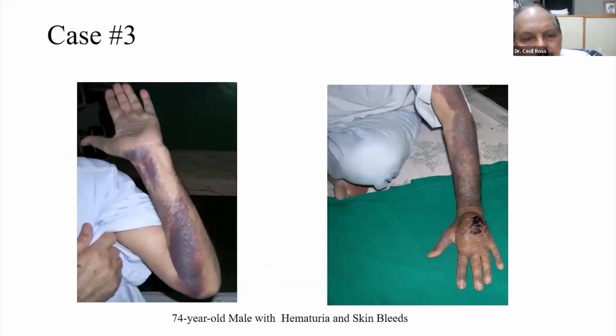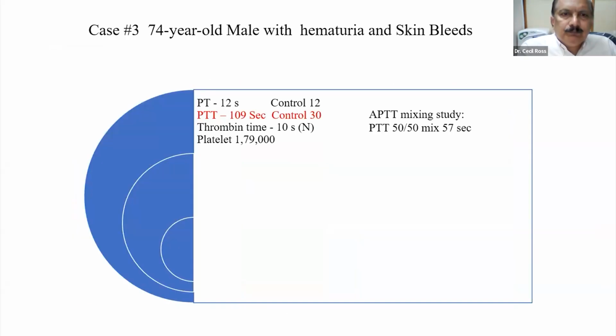Case 3. The 74-year-old fellow with a lot of skin bleeds, spontaneous skin bleeds like this, and has hematuria. Okay. These are the counts. He's a 75-year-old fellow with hematuria and skin bleeds. PTT is prolonged significantly. Thrombin time is normal, platelet count is normal. And when you do the APTT mixing 50 to 50, it is getting corrected. What do you think?